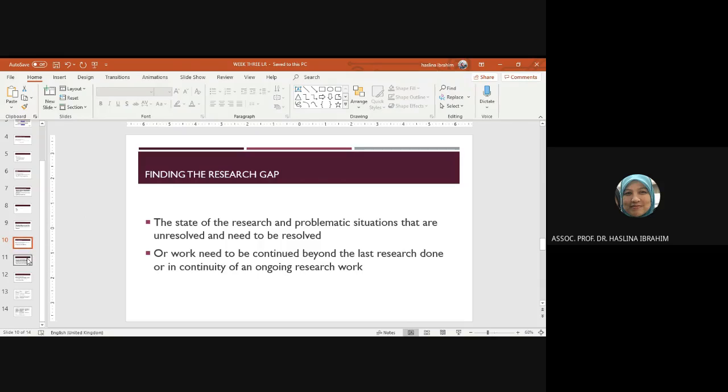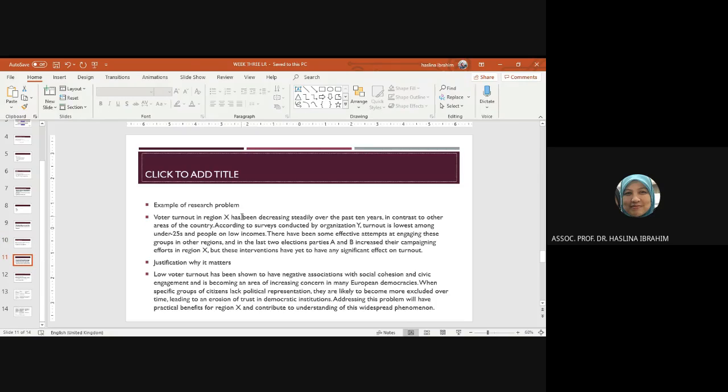Finding the research gap, just now, is the purpose of you doing a literature review. So for example, this is one of the ways a research problem is formulated. Maybe you will need to read this. Okay, let's take a look at it. I don't know if you can read it or not. Let me make it bigger.